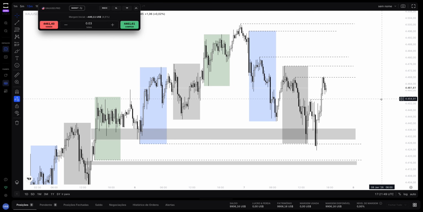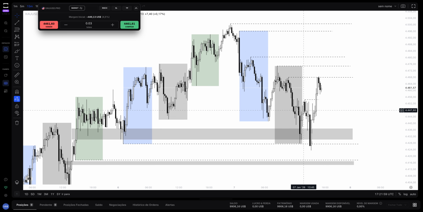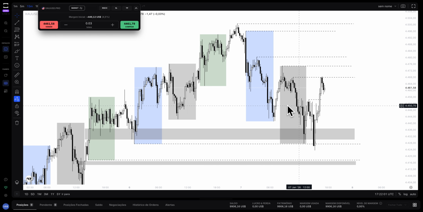So today the bias was very simple. If we did not have any sweep, I would be bearish. If we had a sweep of a low, I would be bullish. If we had a sweep of a high, I would be bearish. So here, when we had the market open, we were, as you can see, very bearish.